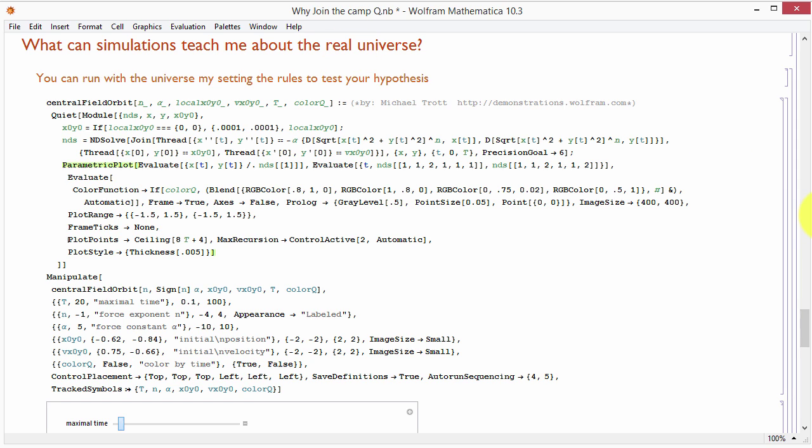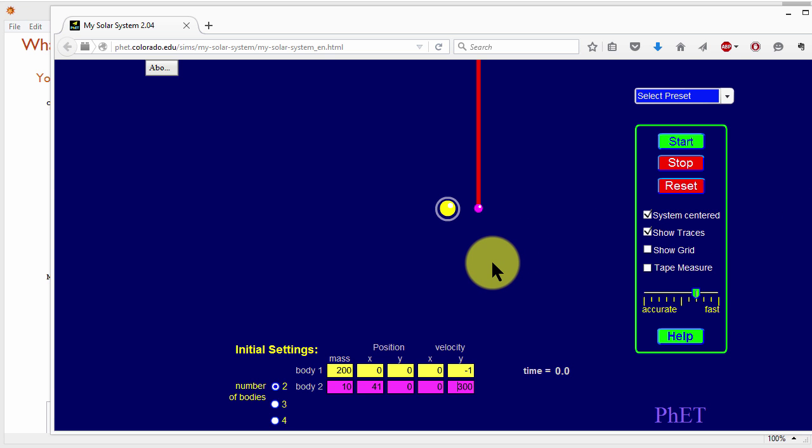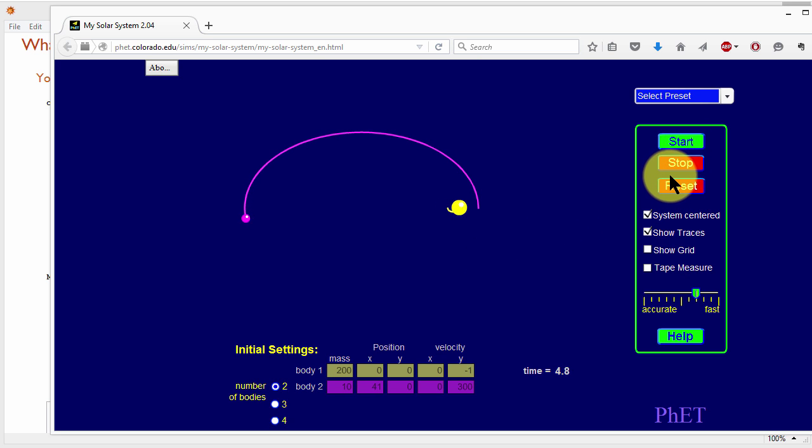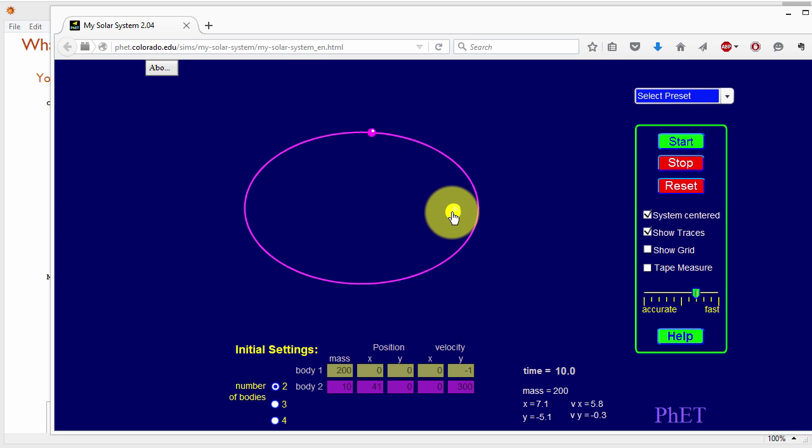For example, let's take a look at this planetary motion here. When I simulate this here, you will see that no matter what I do, where I put it, no matter how I set it, it makes an elliptical orbit if I have only 2 bodies like that.